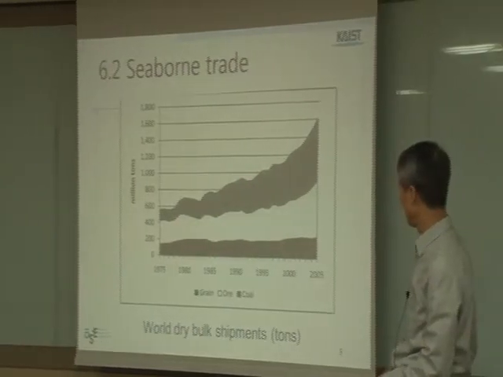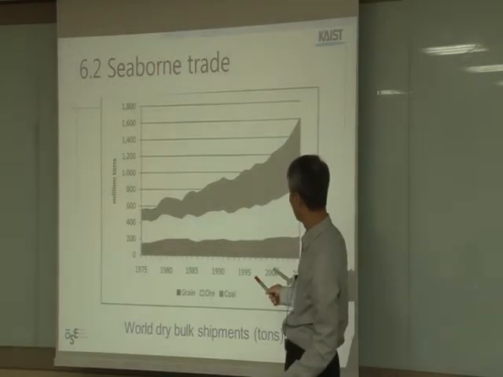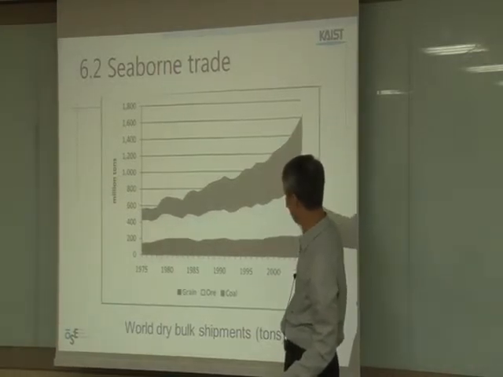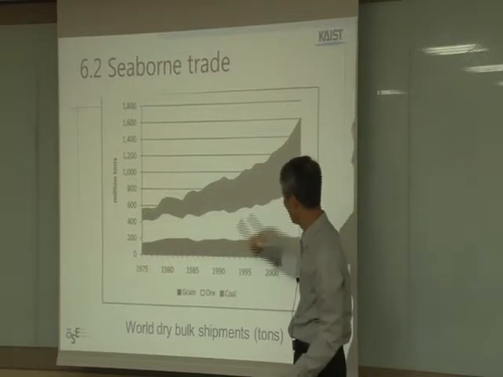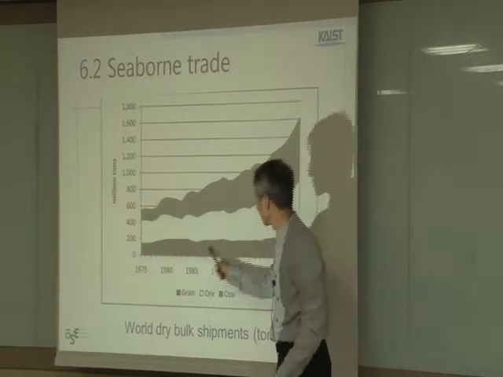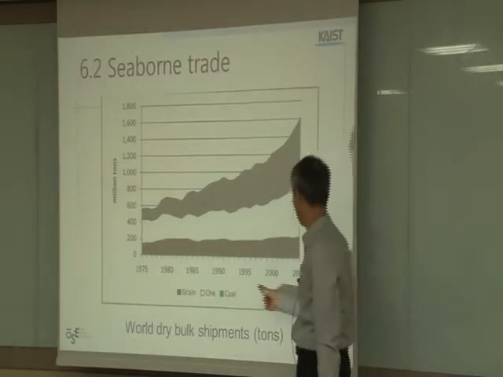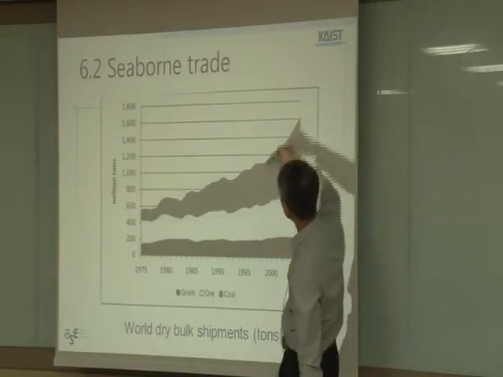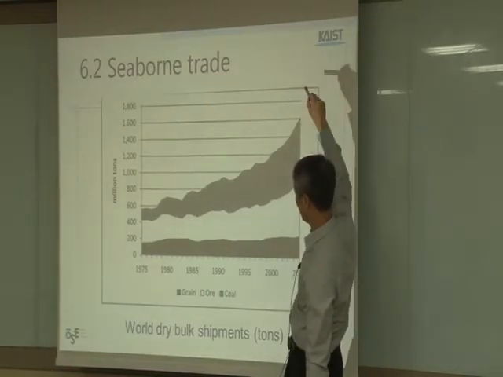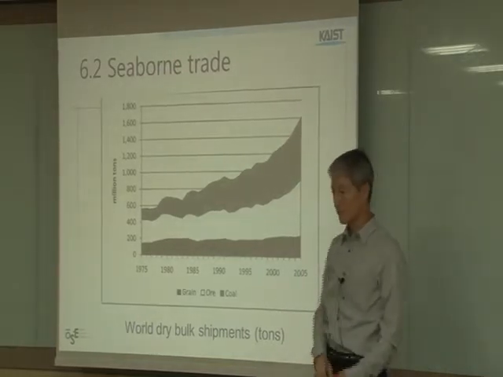Seaborne trade of the whole world, dry bulk shipment. But what is the biggest one? Coal. Is it right? Coal, or grain. Right? From 1975 to 2005, in million tons. Dry bulk cargo is growing fast. Coal market, oil market.